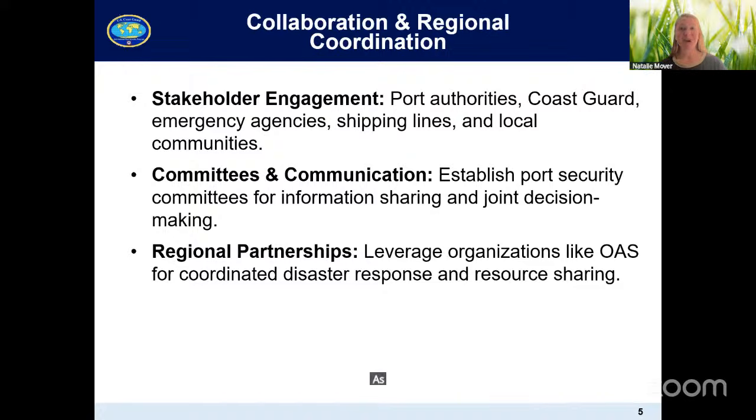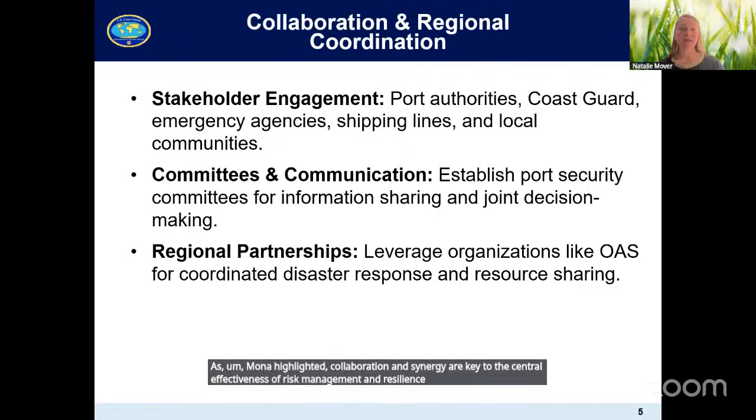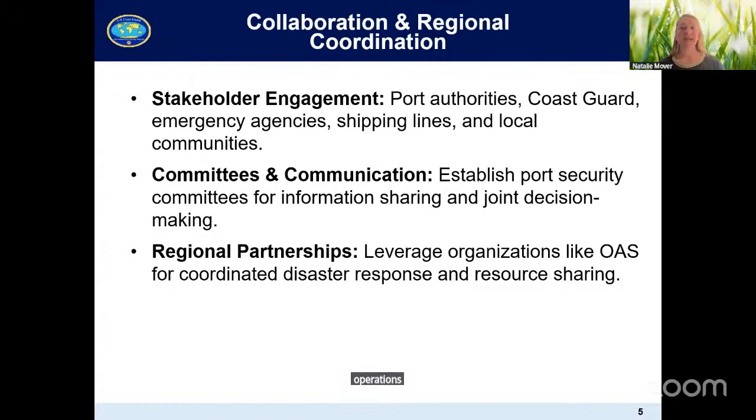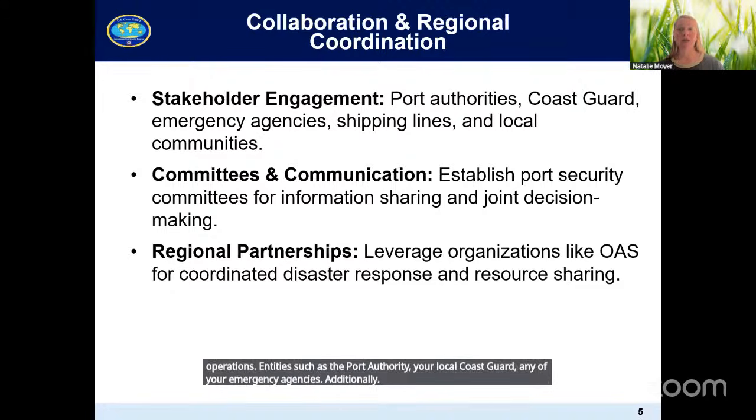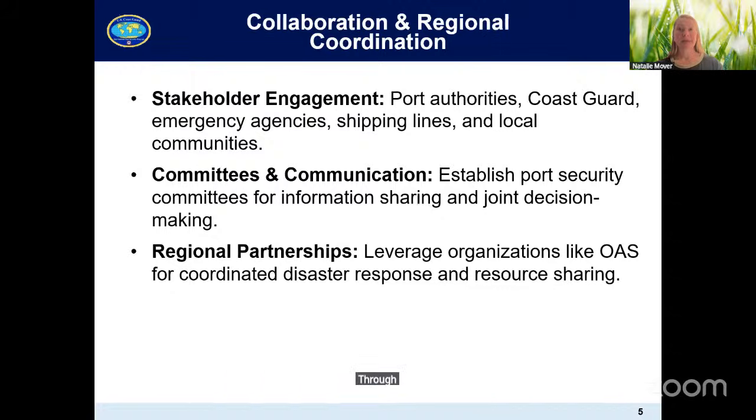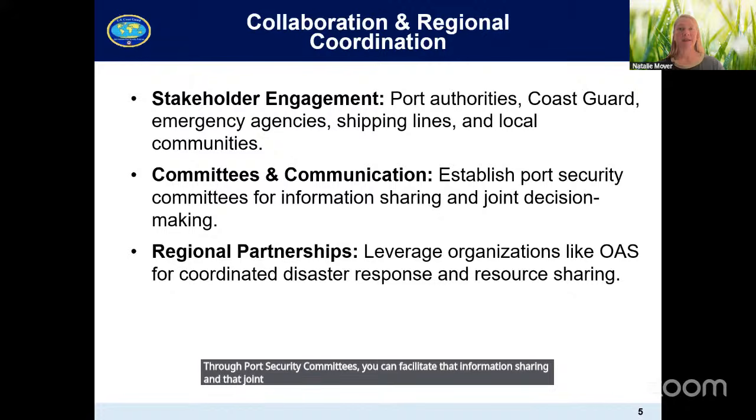As Mona highlighted, collaboration and synergy are key to the effectiveness of risk management and resilience. The ISPS code calls for stakeholder engagement to bring everyone in if they have a vested interest in the port operations. Entities such as the Port Authority, your local Coast Guard, any of your emergency agencies, additionally, shipping lines, your customers, and the local community. Through port security committees, you can facilitate information sharing and joint decision making. This highlights, again, the collaboration and the continuity piece.